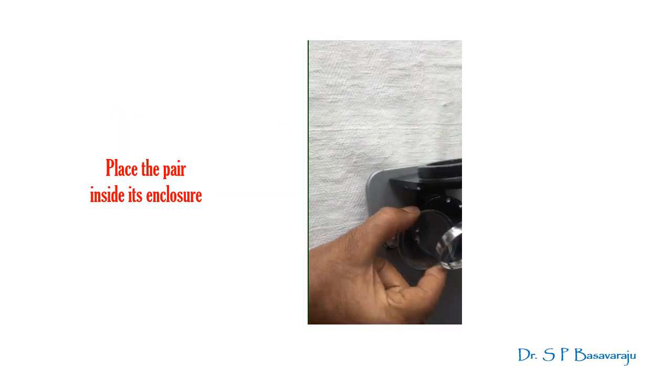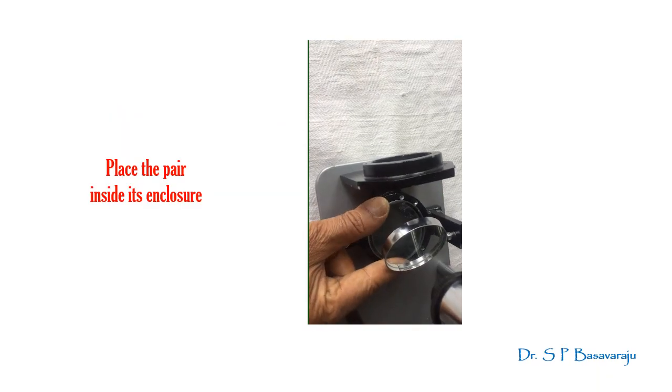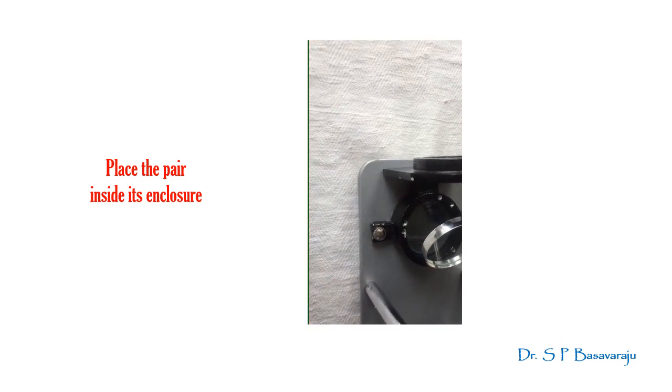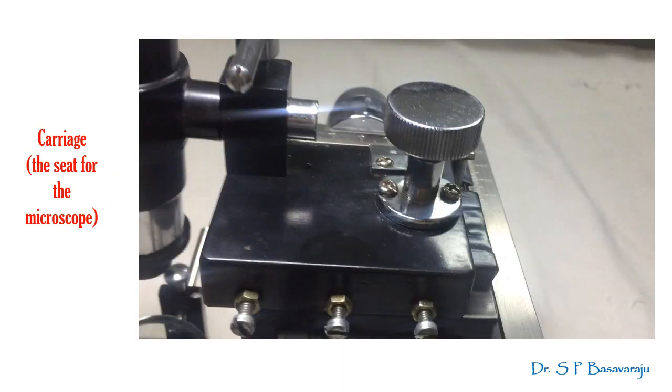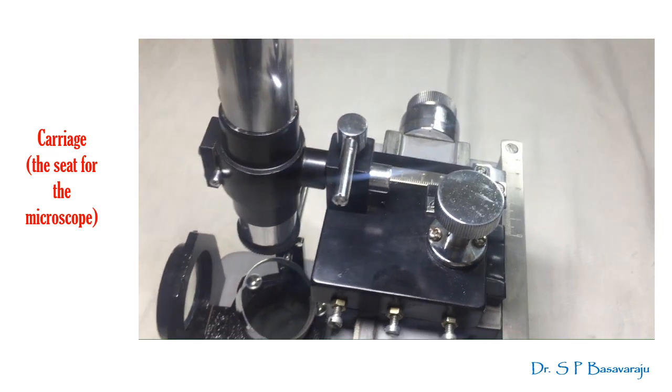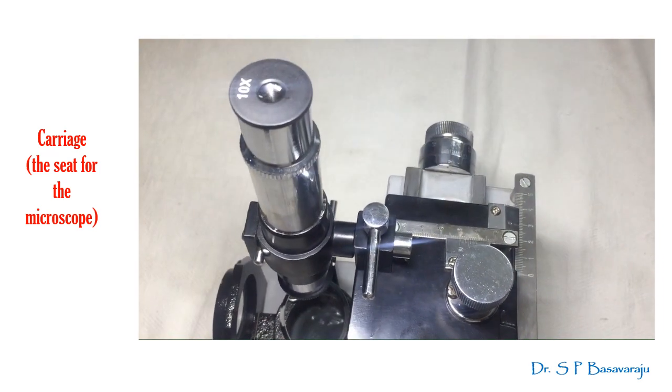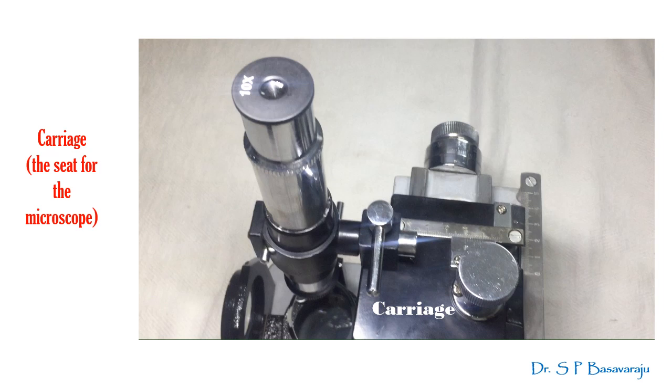Keeping the lens on its curved back on the plain glass plate, transfer the pair into the well. Put back its top and close by its 3 screws. This is the carriage to which the microscope is fixed. It slides on a guideway when pushed by hand. You see a lever there. By turning it in the clockwise sense, you can clamp the carriage to the guideway.